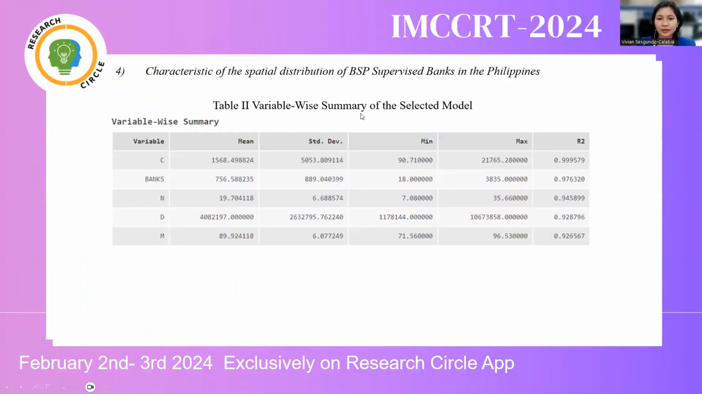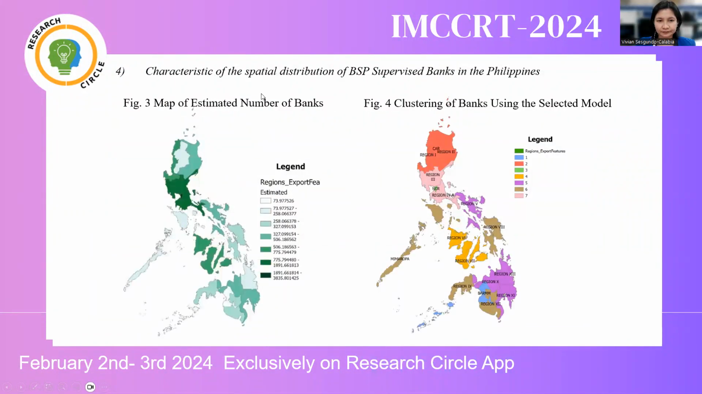Then for the variable-wise summary of the selected model, we can see here that variable C, or the population density, is the variable that contributes most to the number of banks in the Philippines. So we can see here that the estimated number of banks and the map of the actual number of banks are the same.